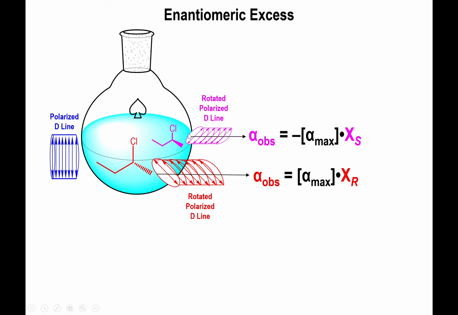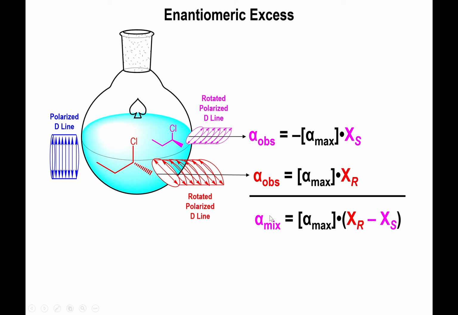In essence, the observed rotation from the pink enantiomer is going to be given by the maximum rotation of that enantiomer times its mole fraction. And the rotation for the red enantiomer is going to be given by the maximum rotation of the isomer times its mole fraction. And notice that I'm putting a negative in front of one of them because whatever rotation one of the enantiomers has, the rotation of the other is going to be opposite, or the negative of the first. So in essence, one enantiomer is rotating the light in one direction, the other one is rotating in the other direction. To know how much the light's going to be rotated overall, you have to add these two equations together.